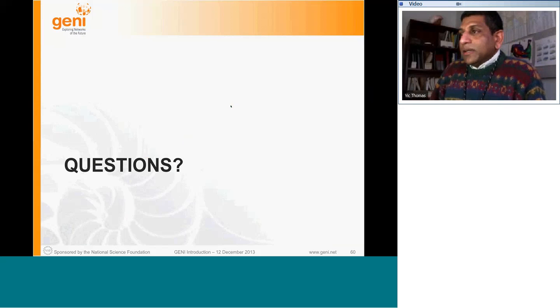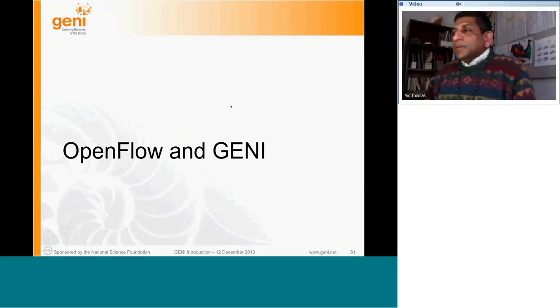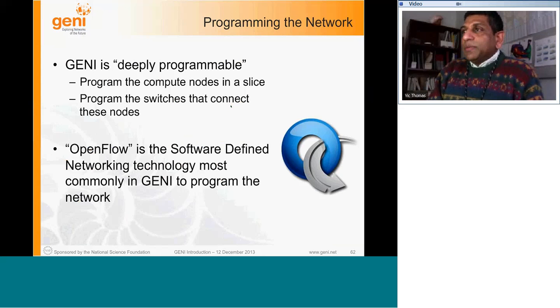All right, OpenFlow. So I already talked about GENI being deeply programmable. You can program the compute nodes. You can program the switches that connect these nodes. The technology that's most commonly used in GENI for programming the network is OpenFlow. It's a software-defined networking technology. So GENI is not tied to OpenFlow. It just happens to be the one that is most commonly used. The GENI architecture is not in any way dependent on OpenFlow.